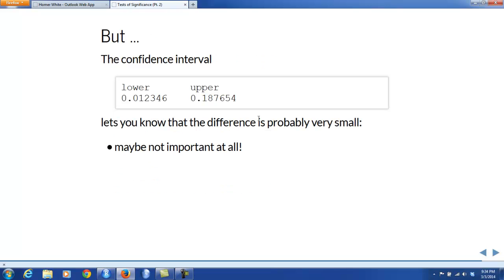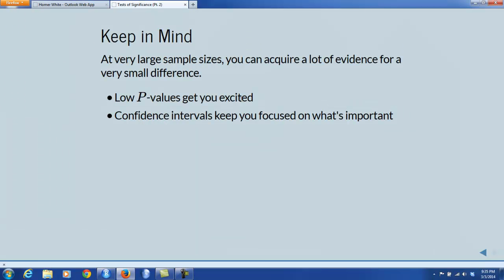But think again about that confidence interval. We're pretty sure that mu1 minus mu2 lies in between these two numbers. That range consists of numbers that are pretty close to 0, all of them. So this lets you know that the difference between mu1 and mu2 is probably very small. In your practical situation, it may not be important at all. So you always need to keep in mind that at very large sample sizes, you can acquire a lot of evidence for a very small difference.